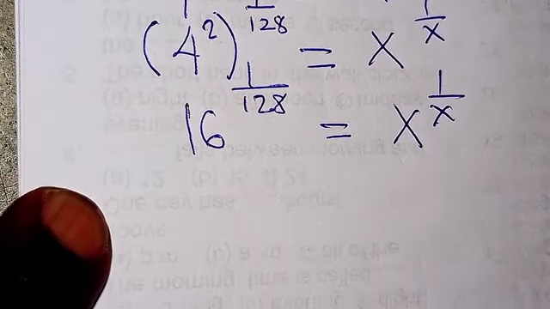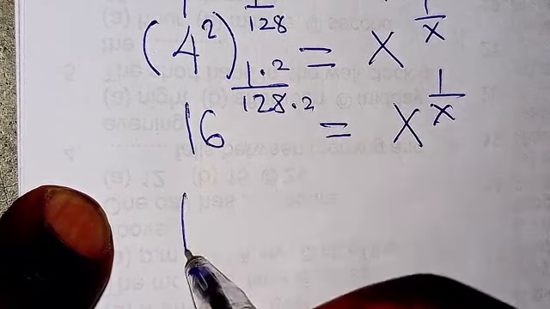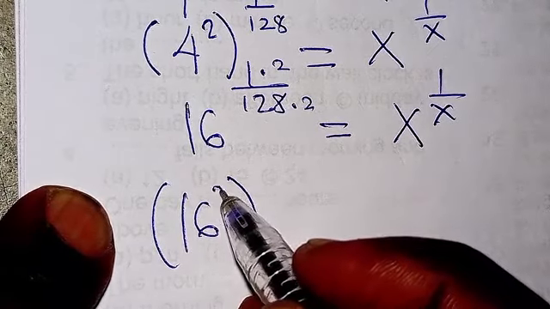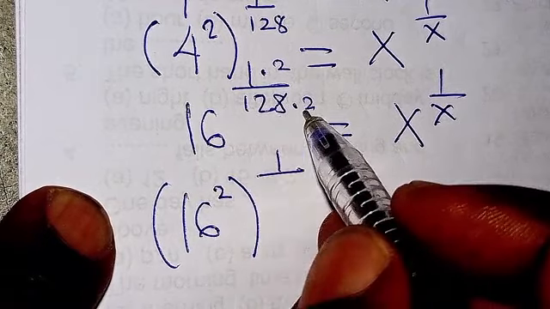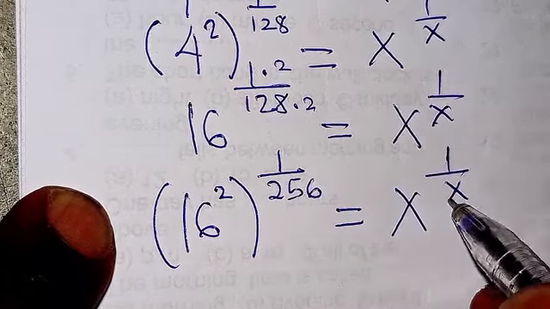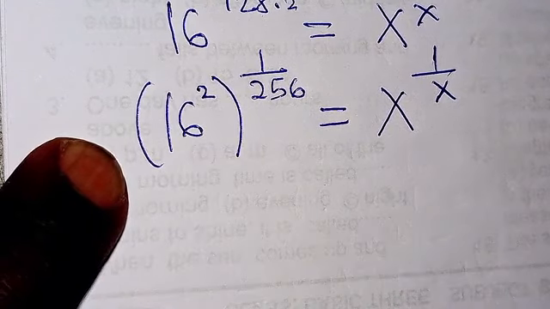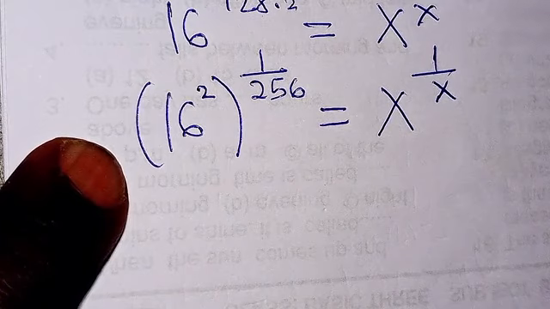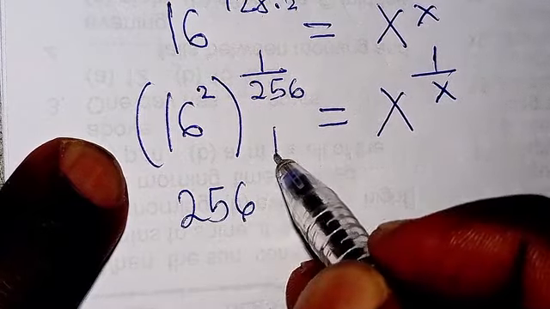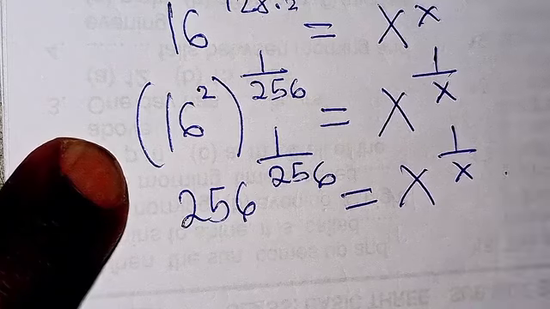Are you following? Then we can still do the same thing by multiplying this by 2. I'm going to have 16. Let me take this 2, because 1 times 2 will give us 2. Let me bring it inside. Then I have 1 over 128 times 2, which gives me 256, equals x to the power 1 over x. Are you following? Now from there, 16 raised to the power 2, when 16 multiplies itself 2 times, we are going to have 256 raised to the power 1 over 256 equals x to the power 1 over x. Are you getting it now?